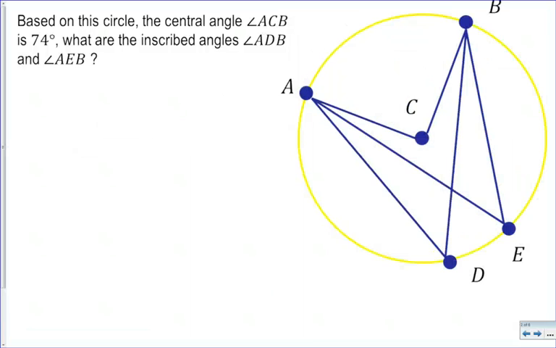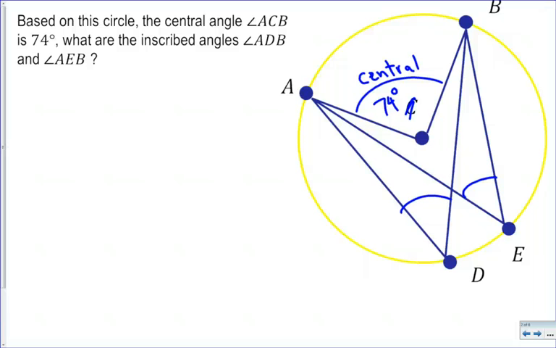Let's try another one. Okay, so now here's what we have. Lots of lines on this circle. But here's what we know. Angle ACB. So that's this one. What kind of angle is that, ACB? Use a word to describe it. It's not, no. What kind of angle is ACB? Not inscribed. Central angle. Good guess, but wrong guess. What we know about it, it's 74 degrees. So there's 74.